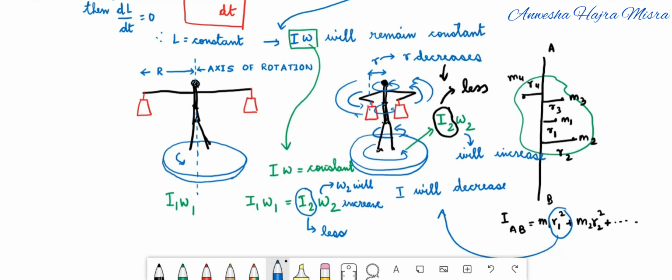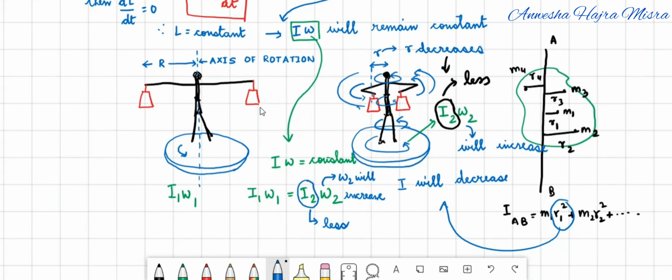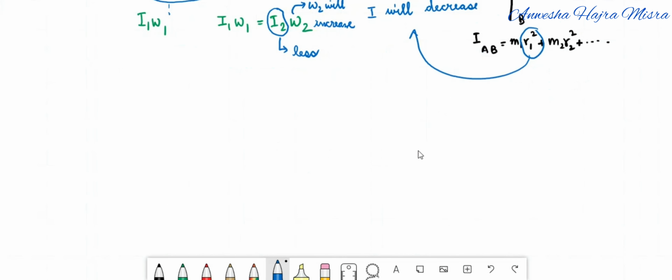It is for the same reason in Olympics, while diving from a diving board, the person pulls his hands and legs close together to his body to reduce the moment of inertia and to increase the angular velocity so that he can give a greater number of volts. Now, what is the work done in rotation? We have understood torque, we have understood angular momentum. Now, what is the work done in rotation?